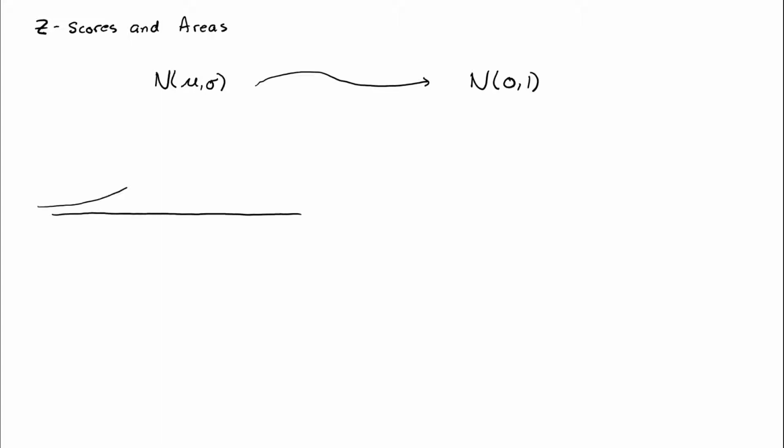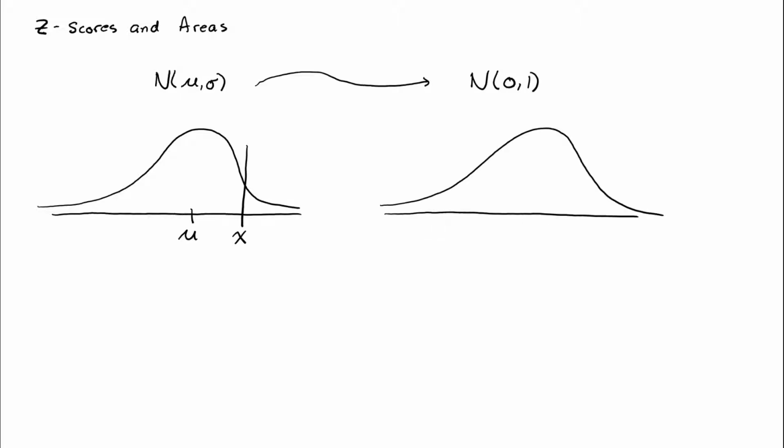Draw a picture. Here is mu and here is some point x. Redraw the picture with mean 0 and a point z. We want the area above both x and z to be the same. The first thing we'll do is shift the curve to the left so that the mean becomes 0. This means subtracting mu from each point. Next, we want the standard deviation to be 1, so divide by sigma.